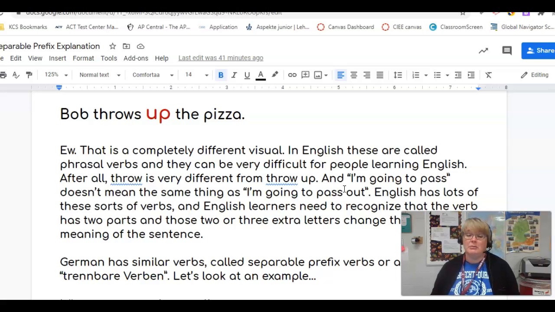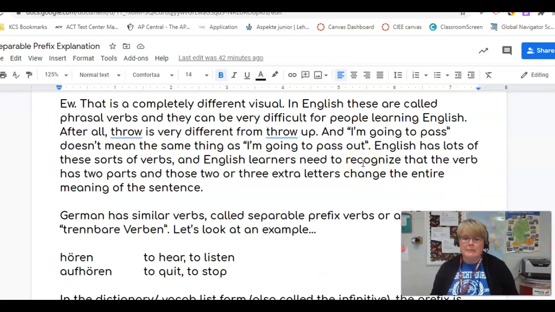Same thing with a verb like pass and pass out. Totally different to say I'm going to pass on that. I'm going to pass out. So English has lots and lots of these verbs. So it really matters. That one little bitty word there changes the meaning of the whole sentence. So if you're learning English, it's important to know these things.